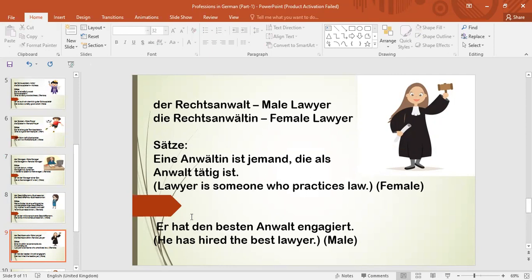The next sentence we have, Er hat den besten Anwalt engagiert. So he has hired the best lawyer. Here we have used Anwalt, so that's why we are talking about the male lawyer.